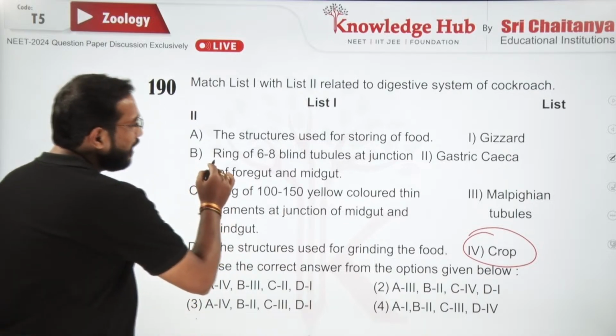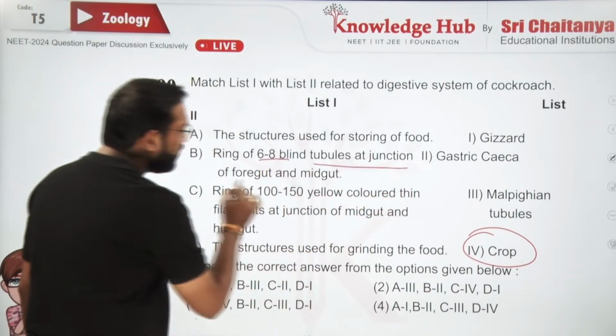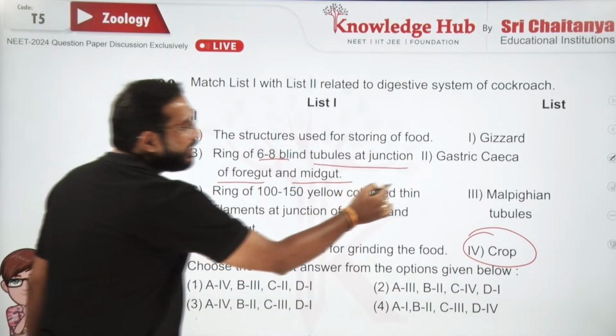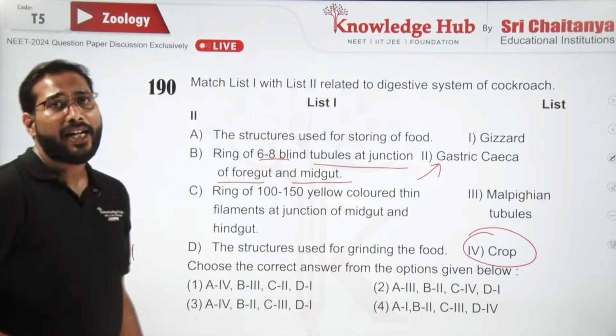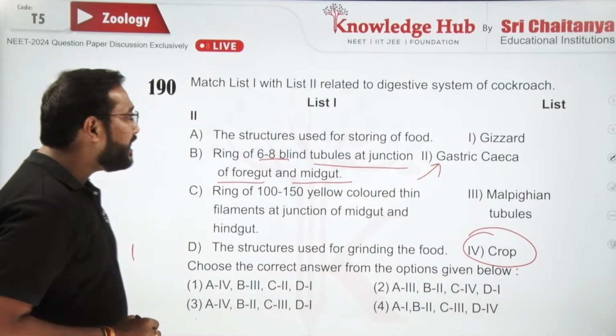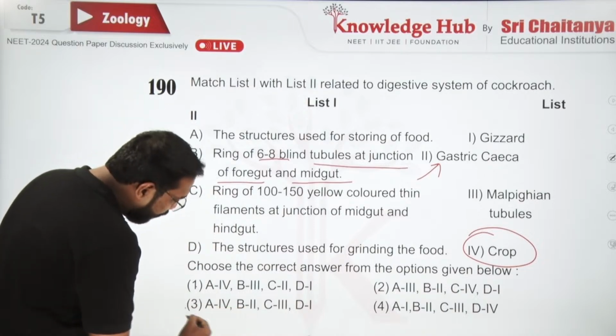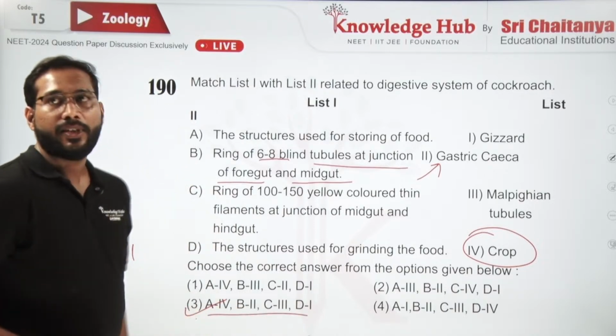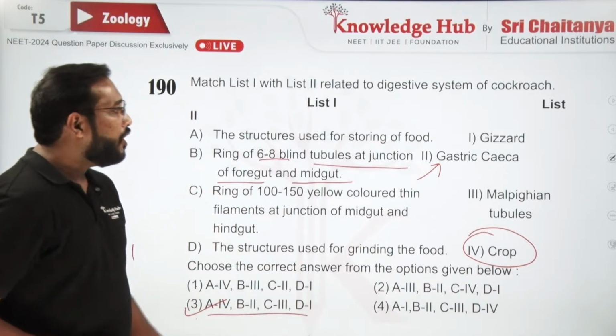Then you see B, a ring of 6 to 8 blind tubules at the junction of foregut and midgut, that are hepatic ceca, which release digestive juice. So B2, A4, B2, you got the answer straight away, right? Moving on to the next question.